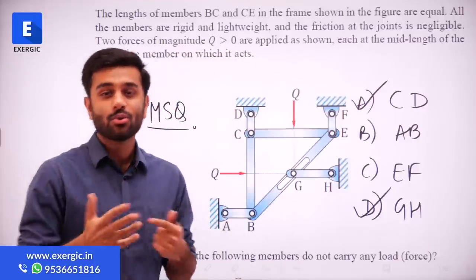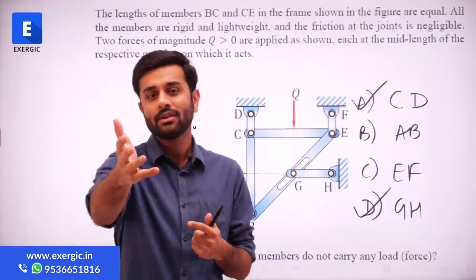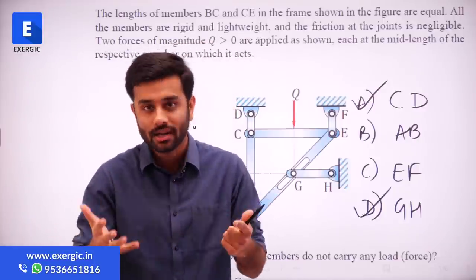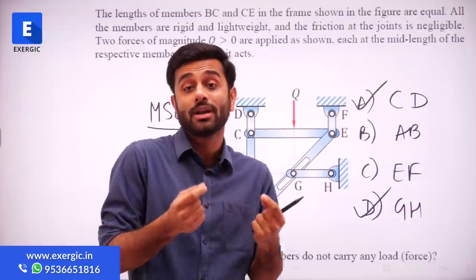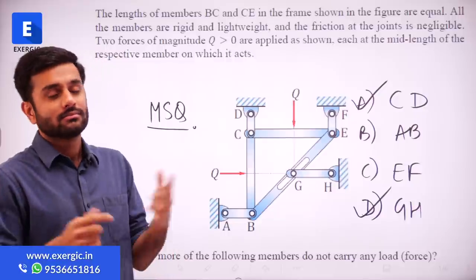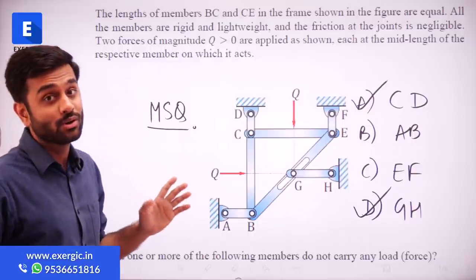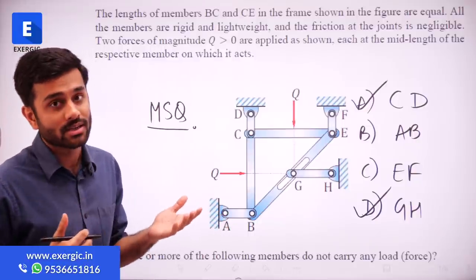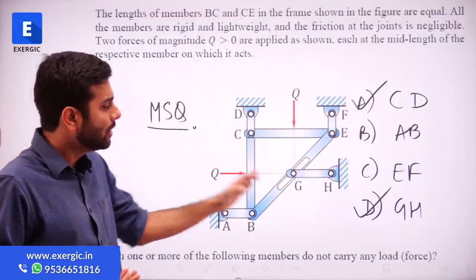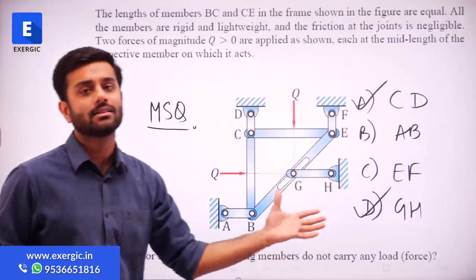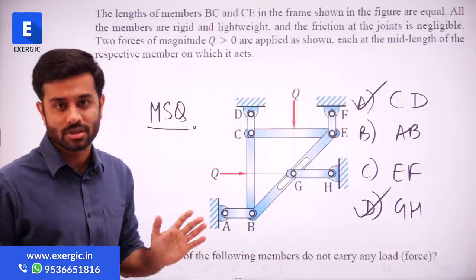And if you try to do it in a hurry, anyone, you or me, anyone, definitely this point will not come to our mind. There are different reasons for it. Maybe some of us can skip reading that it is MSQ. Maybe while solving the question, if you just think that it is MCQ, GH is a clear tick, and then you will miss reading any other options also.